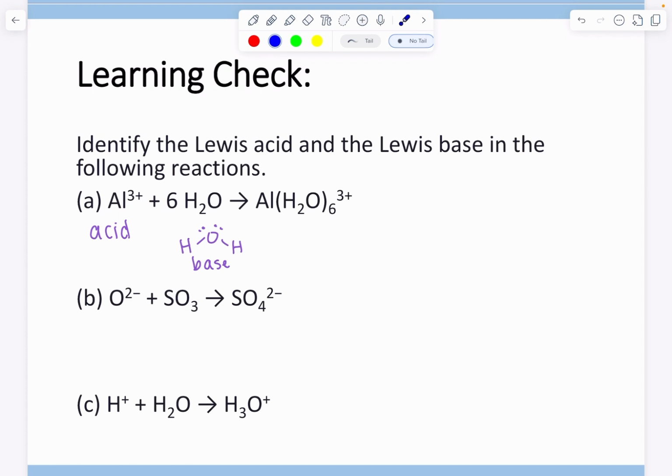Let's look at reaction B. An O2-, so we can pretty easily draw that Lewis structure. Oxygen, neutral, has 6 electrons. O2- will have 8 total. So this reagent has a full octet, and it has non-bonding electrons that it could share. That's a pretty good indication this is the base. But let's look at the other reactant as well.